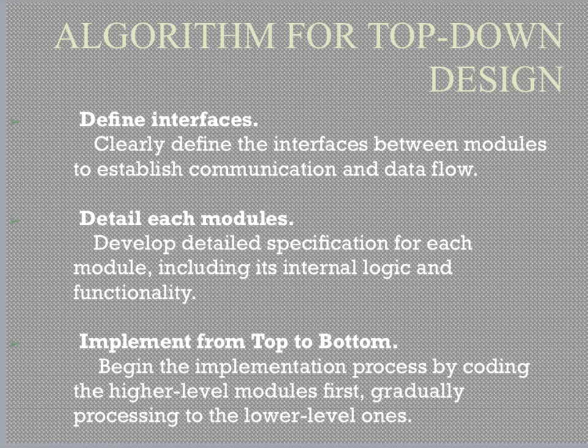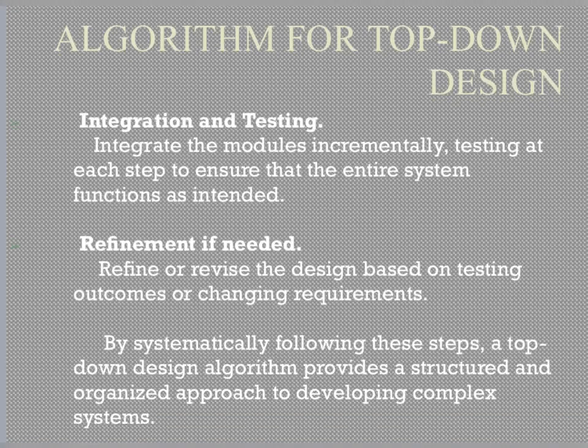Moving on, detail each module. Develop detailed specifications for each module, including its internal logic and functionality. Implement from top to bottom. Begin the implementation process by coding the higher level modules first, gradually progressing to the lower level ones. Integration and testing. Integrate the modules incrementally, testing at each step to ensure that the entire system functions as intended. Refinement if needed. Refine or revise the design based on testing outcomes or changing requirements. By systematically following these steps, a top-down design algorithm provides a structured and organized approach to developing complex systems.